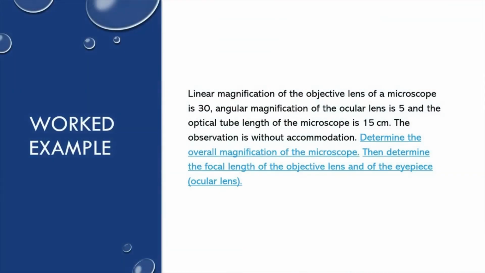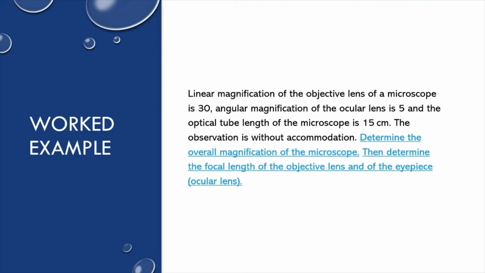Let's discuss the last worked example. The linear magnification of the objective lens of a microscope is 30. The angular magnification of the ocular lens is 5. The optical tube length of the microscope is 15 centimeters. The observation is without accommodation. Determine the overall magnification of the microscope. Then determine the focal length of the objective lens and of the eyepiece or ocular lens.